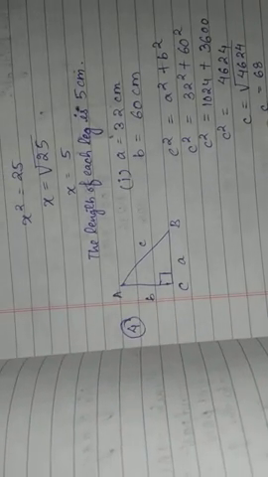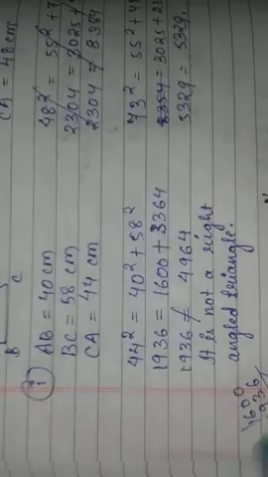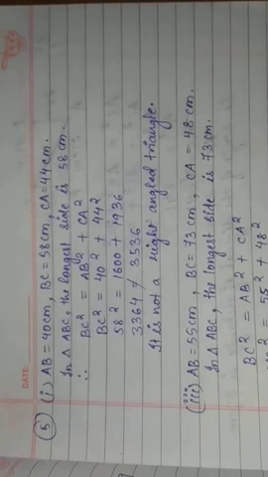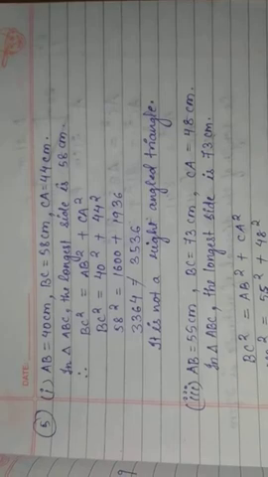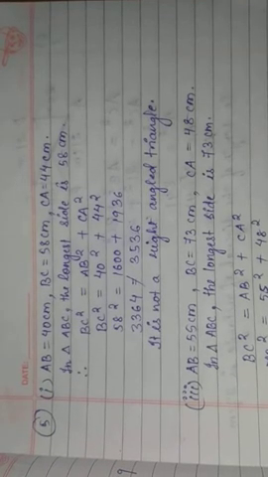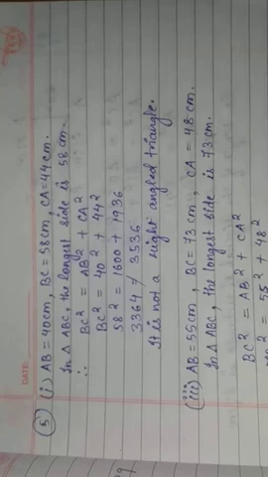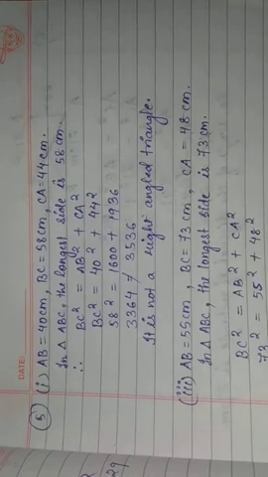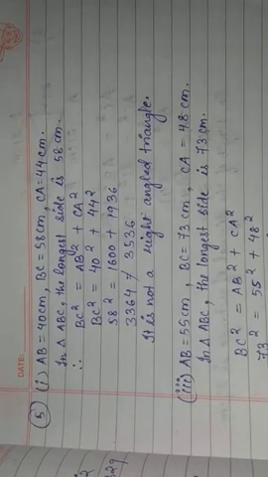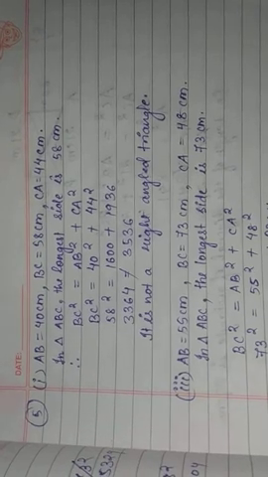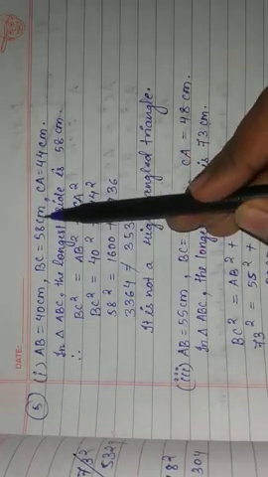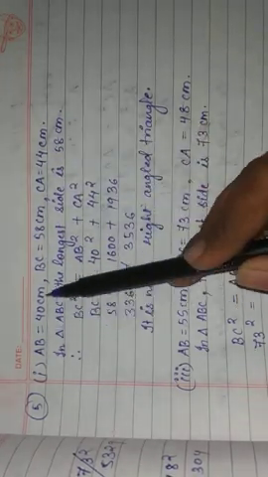Now I am going to discuss question number 5. It is given that given below are the lengths of the sides of triangle ABC. In each case, state whether triangle ABC is a right angle triangle or not. Means you have to prove whether the lengths of the triangle are of a right angle triangle or not. What is given to you is BC is equals to 58, CA is equals to 44, AB is equals to 40.